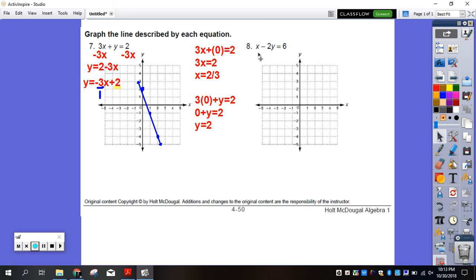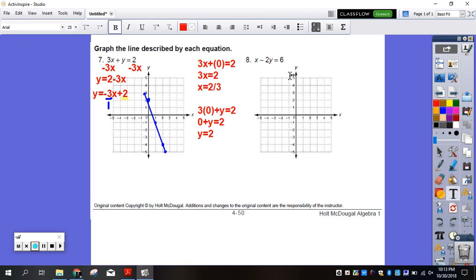Now, number 8, I can approach the exact same way. I can choose to do the intercepts, or I can solve for y. So I'll show you both. If I chose to use the intercepts, first I'm going to find the x-intercept by substituting 0 in for y. Negative 2 times 0 is 0, and x plus 0 is just x, so my x-intercept is 6.